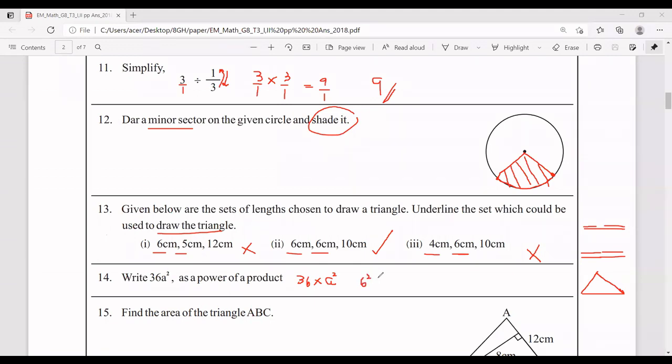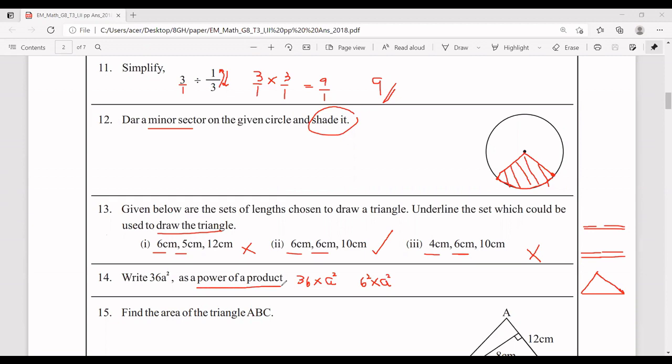So you can write this as 6 squared into a squared. But this is a product of powers. Product means multiplication. 6 squared is a power and a squared is a power. There are two powers here. This is a product of powers, but you have to write a power of a product.